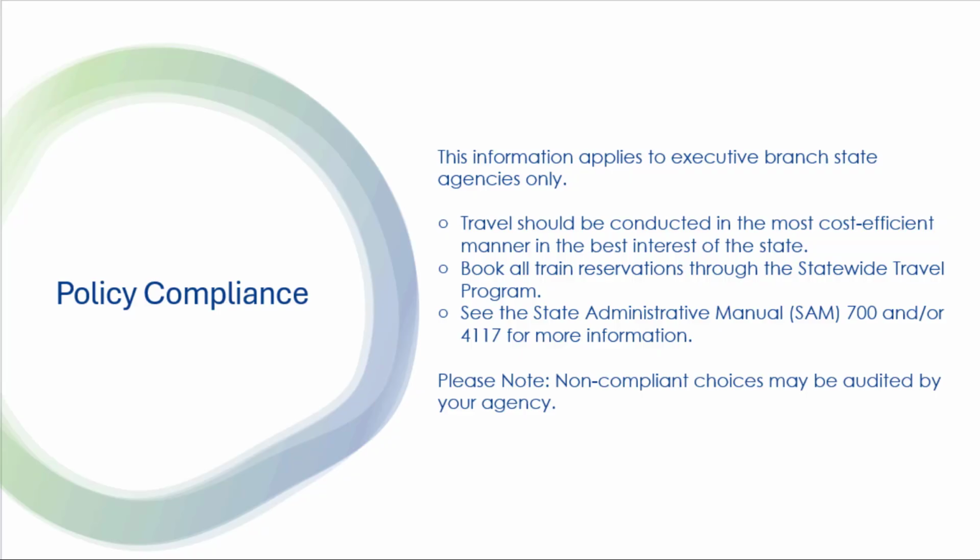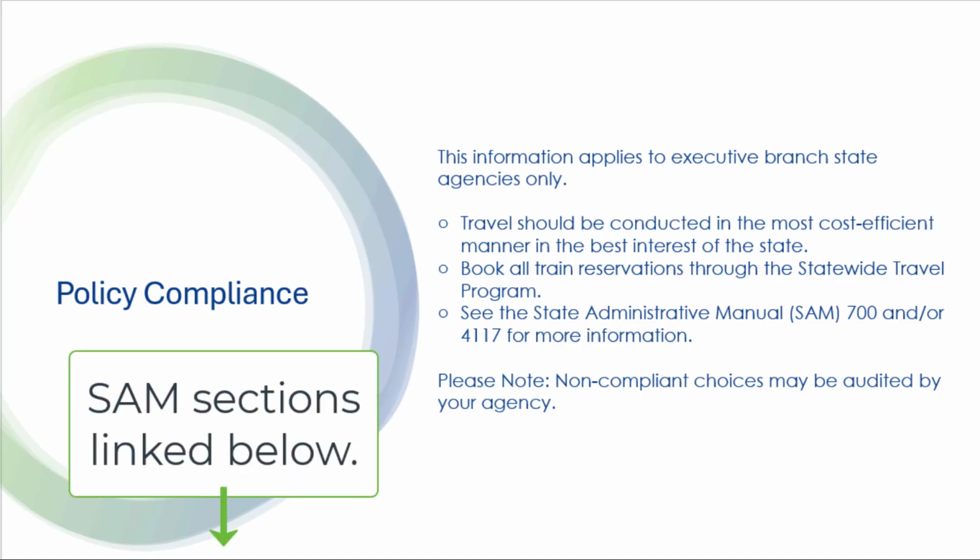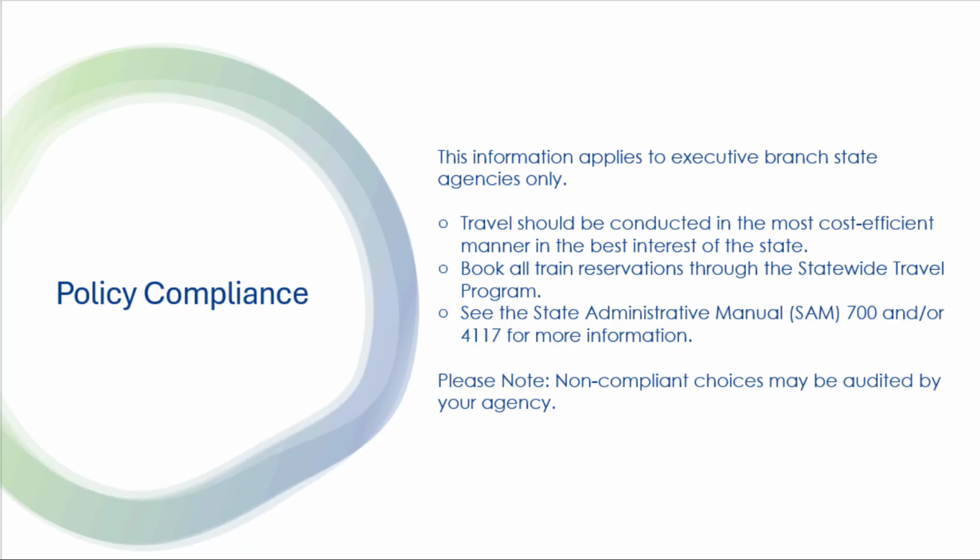Policy compliance. This information applies to executive branch state agencies only. Travel should be conducted in the most cost-efficient manner in the best interest of the state. Book all train reservations through the statewide travel program. See the State Administrative Manual, or SAM, sections 700 and/or 4117 for more information. Please note that non-compliant choices may be audited by your agency.